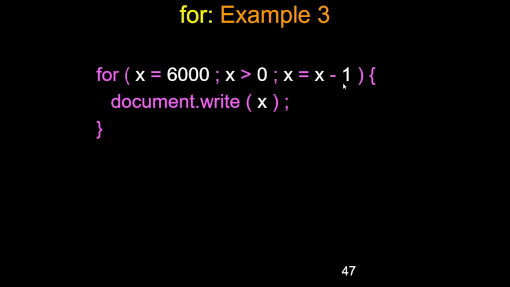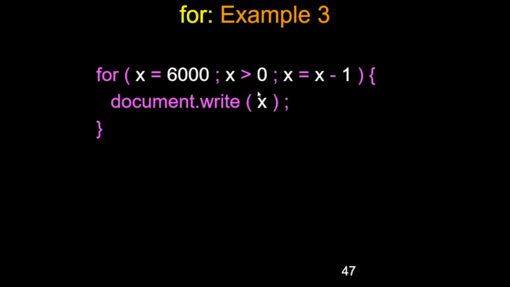The first time it will be 5,999, and since it's greater than 0, it will print 5,999. Again, it will become 5,998, it's greater than 0, so it will print 5,998. So this will loop again and again while x is greater than 0, and as soon as x is no longer greater than 0, the loop terminates.